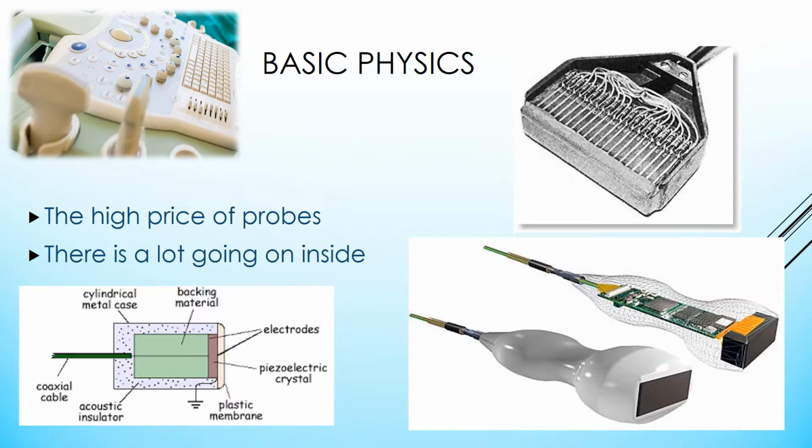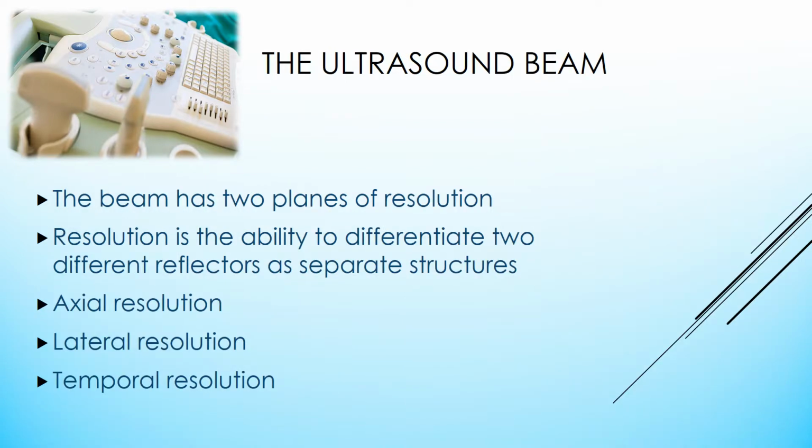If we look at the probe on the upper right hand side, this is about a 24 to 50 element probe. This is a prototype of a very early machine. The average linear array currently has 256 piezoelectric crystals, each with its own wire. The beam has two planes of resolution. Resolution is the ability to differentiate two different reflectors as separate structures. There's the axial resolution, lateral resolution, and temporal or resolution over time.